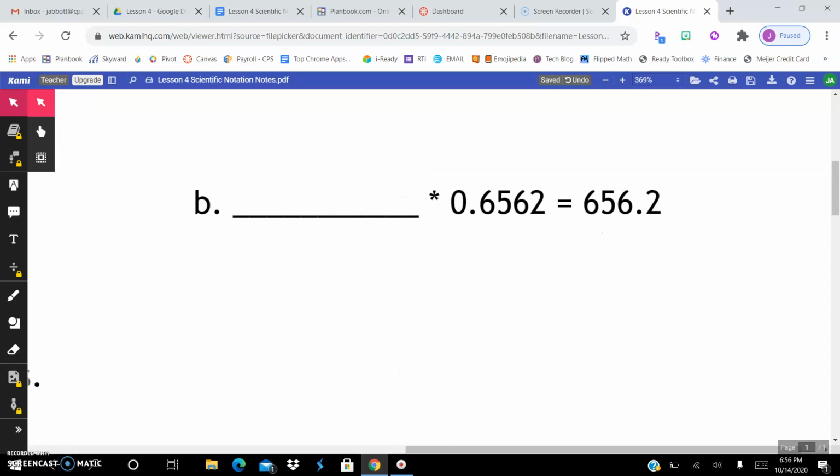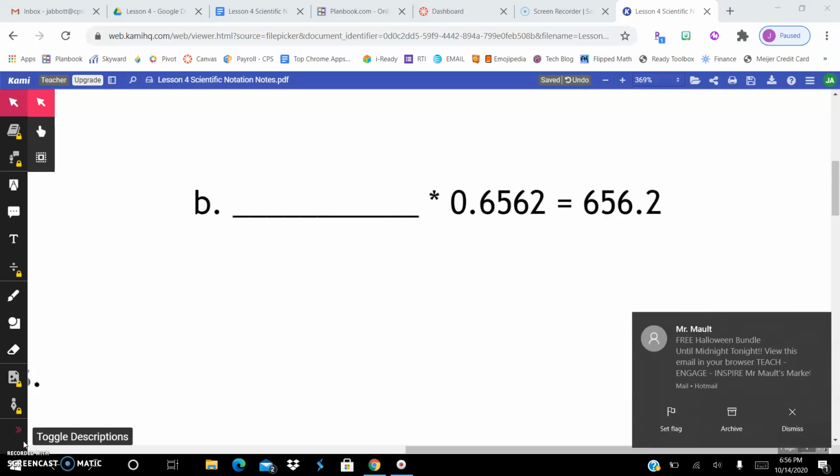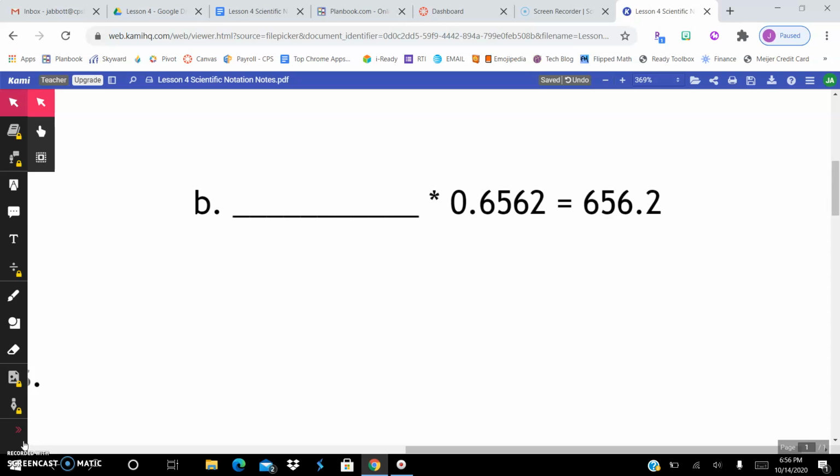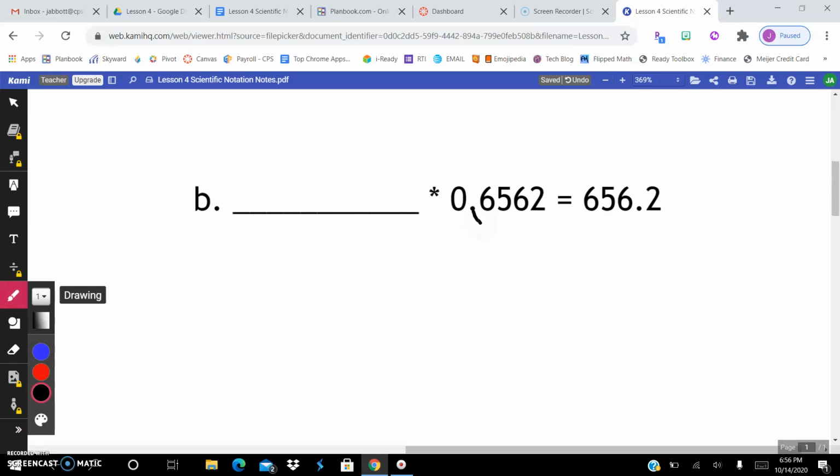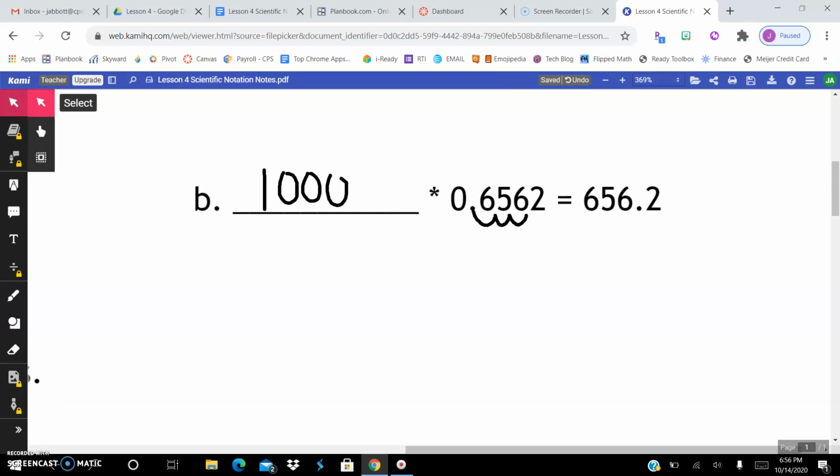And then for part B, I'm going to multiply something by 0.6562 and end up with 656.2. So if I look at how many spots that would be moved, 1, 2, 3 spots. So I always need that 1, and I need 3 zeros to get that decimal moved over.